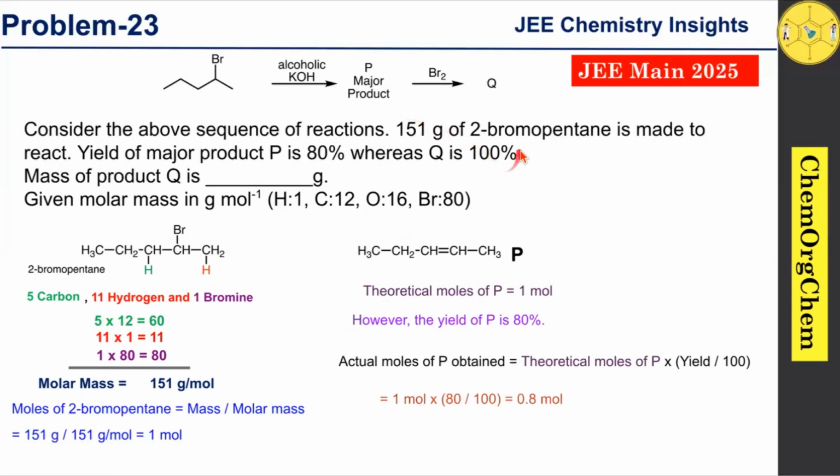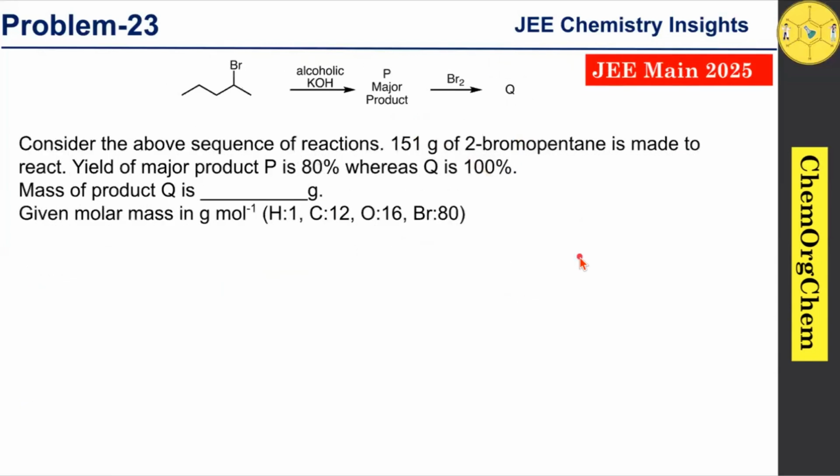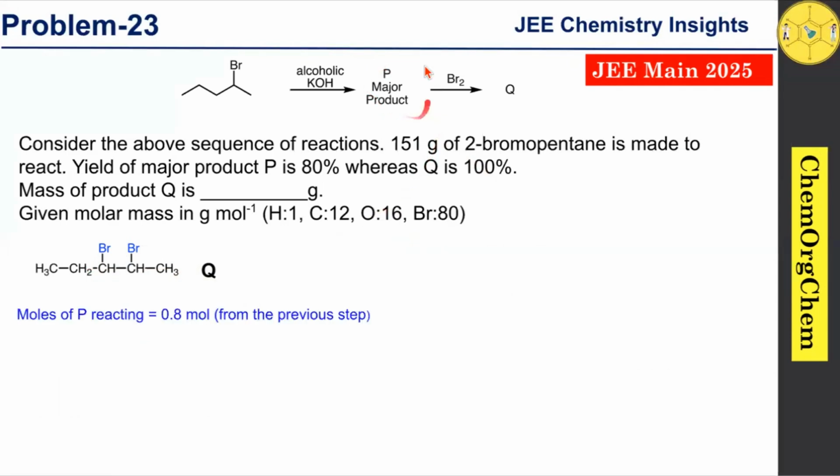So next we should calculate how many moles of Q are produced in this reaction. From the previous step, this is our product Q. From the previous step, 0.8 mole of P reacted to produce this product Q. So here we need to calculate how many moles of Q are produced in this reaction. Theoretically, 0.8 mole reacted with bromine should give 0.8 mole of Q.